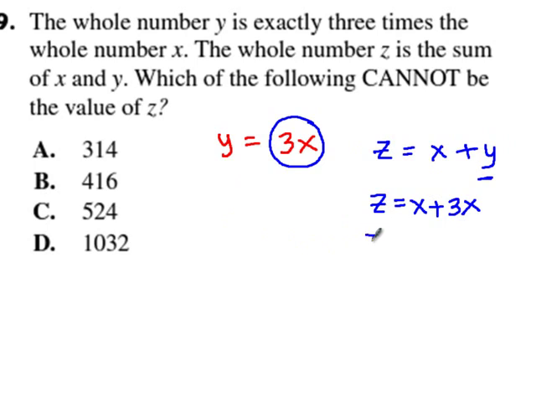So clearly from here, we have z equals 1x plus 3x equals 4x. So that means z is a multiple of 4. So the question, which of the following cannot be the value of z? Since we know that z is a multiple of 4, then any number here that cannot be divided evenly by 4 is not a value of z. And if you check, in all of these, only 314 is not divisible by 4.